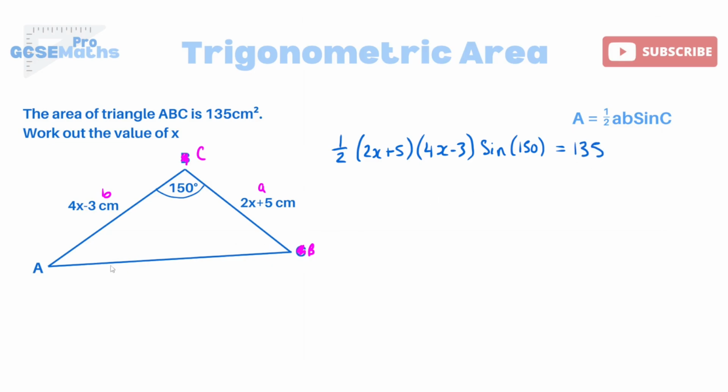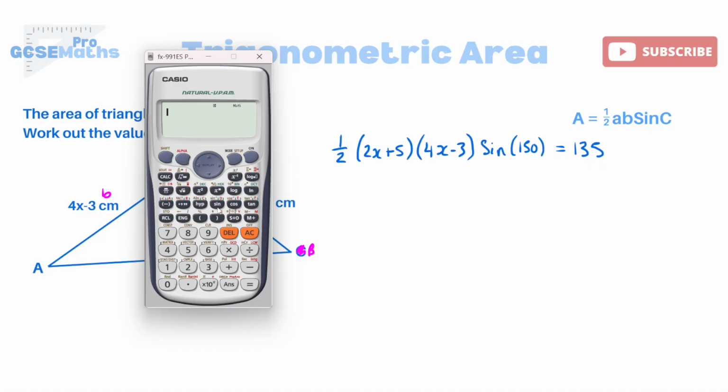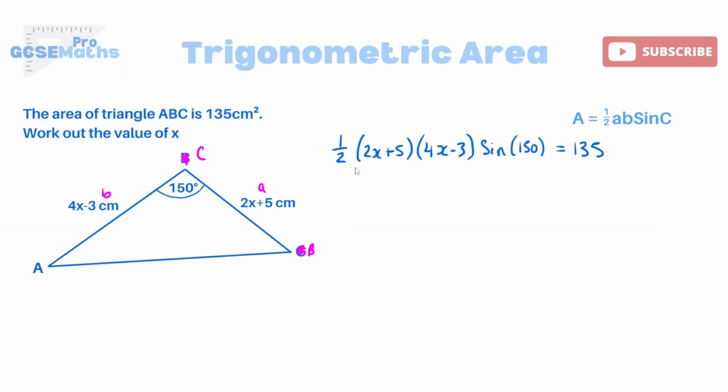So now I've got an equation. So I probably want to know what sine of 150 is. Okay, that gives me 0.5 or a half, which then multiplied by another half would be a quarter, wouldn't it? So we've got a quarter. I'm going to expand out these brackets. At this point, it's just algebra, isn't it? So 8x squared minus 6x plus 20x minus 15, and then obviously still 135.